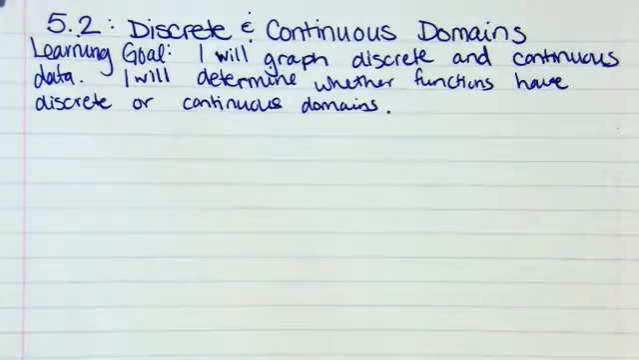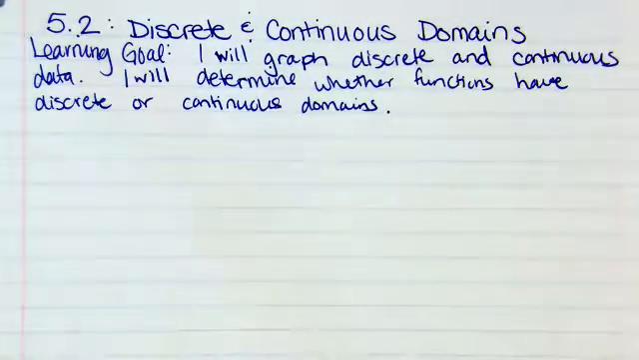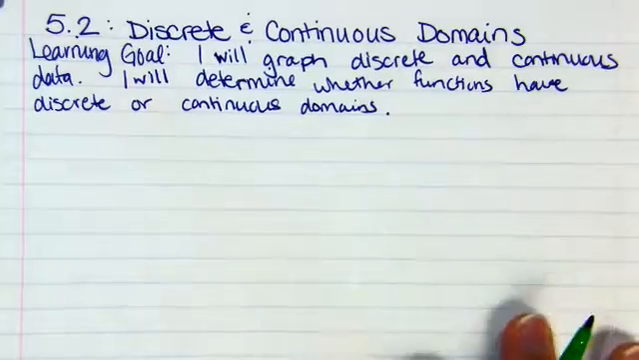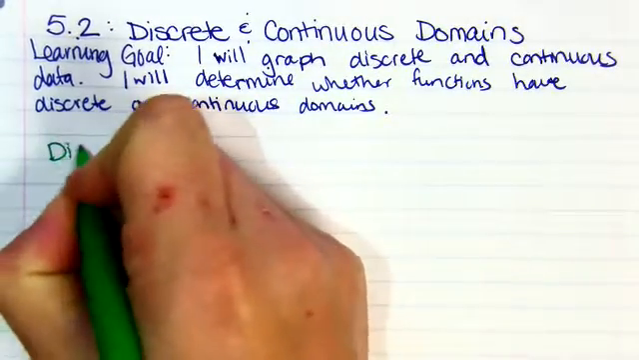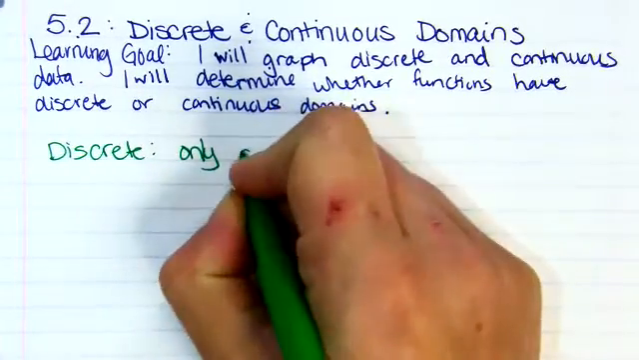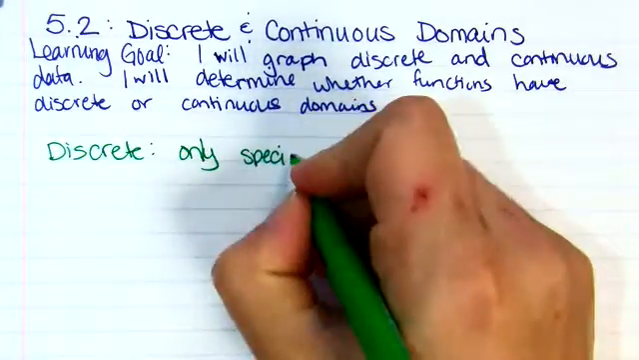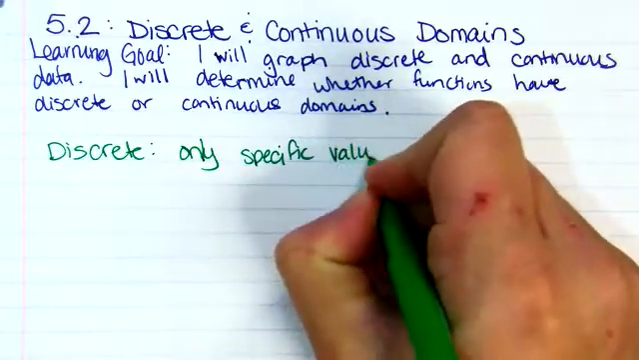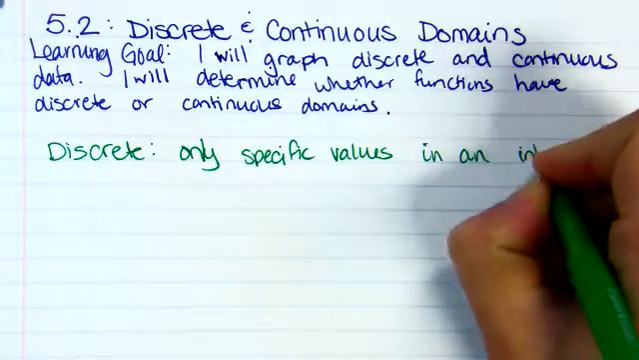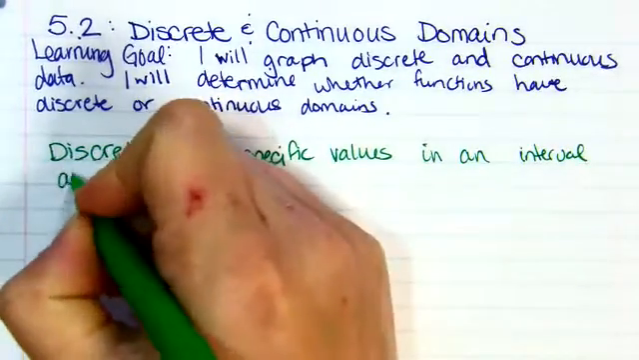So, really the big idea here is just determining the difference between discrete and continuous. So here's what this is going to mean. Discrete is going to be where only specific values are allowed. So only certain numbers. Only specific values in an interval are allowed.